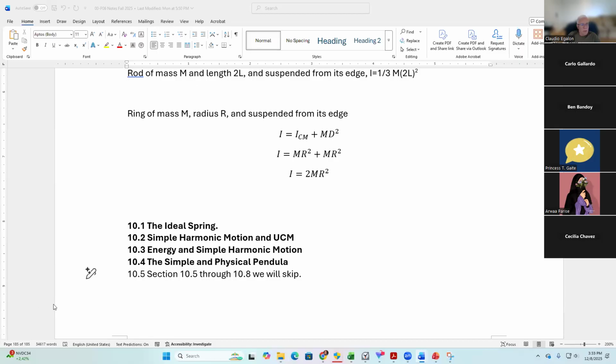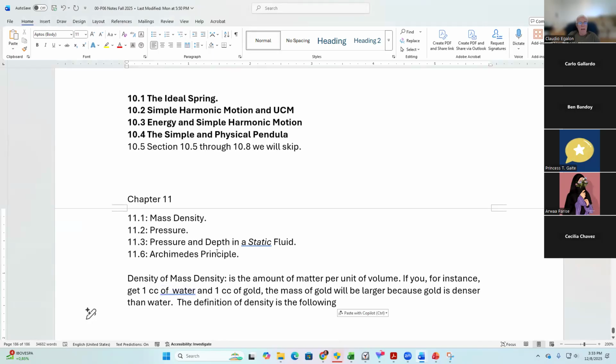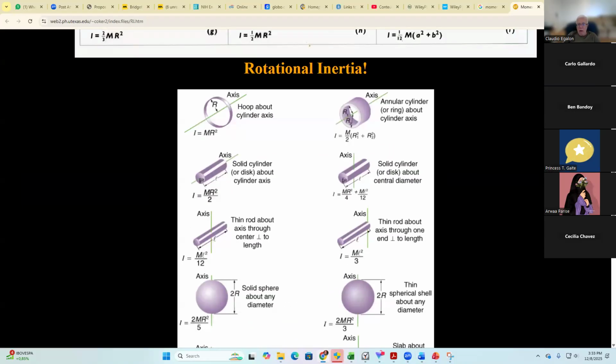Okay, and now we are going to do chapter 11. We're going to be skipping some of the material in chapter 11. Mass density, or just density. Pressure and depth in a static fluid, and then we have Archimedes principle. We're going to cover all those four sections here. We're skipping some of the sections there.